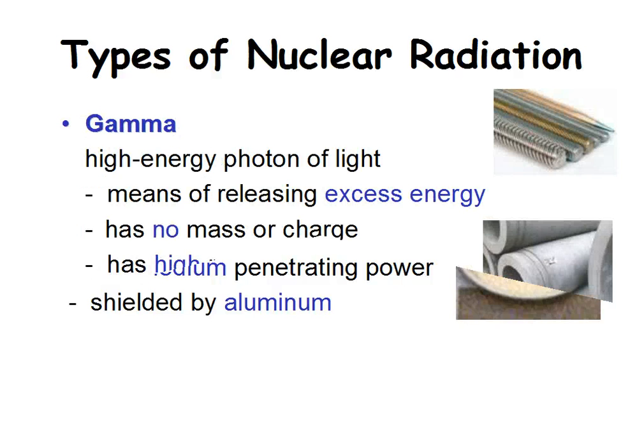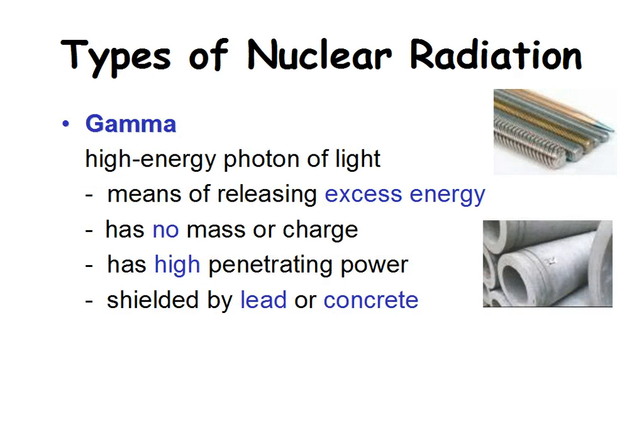Our last one is gamma, and this is the one you really have to worry about when you go and get x-rays done, which is why they have you wear the lead blankets. These are high energy photons of light. Your proton number and your neutron number aren't changing in your nucleus, but it's a way to release excess energy so that hopefully it's a little more stable.